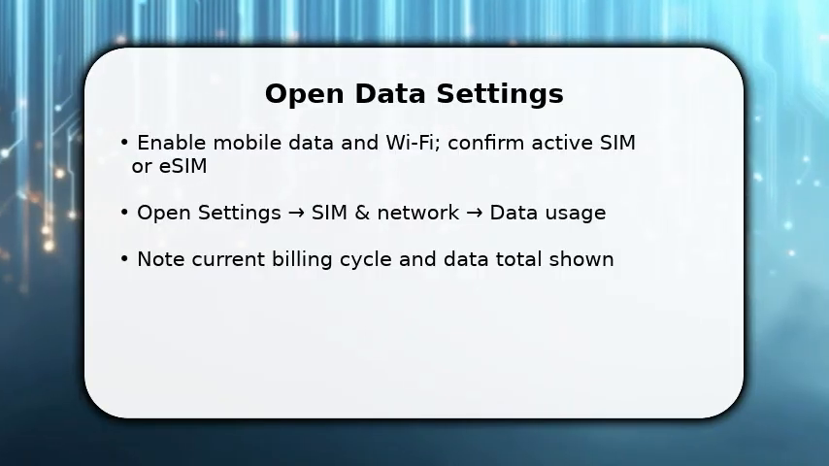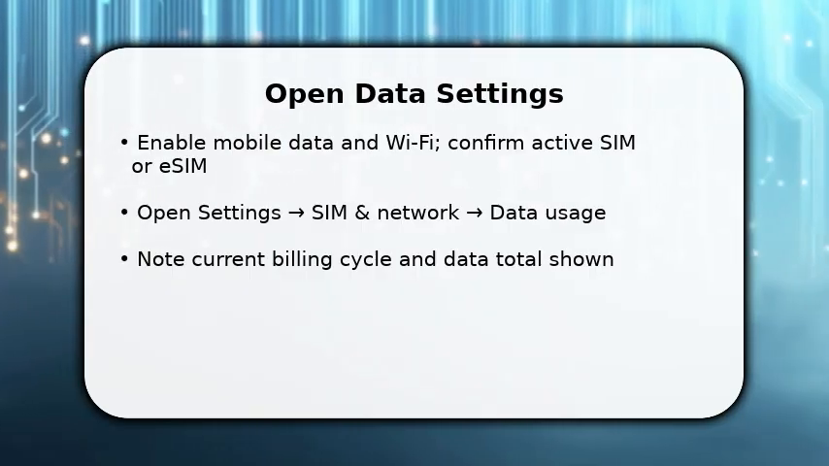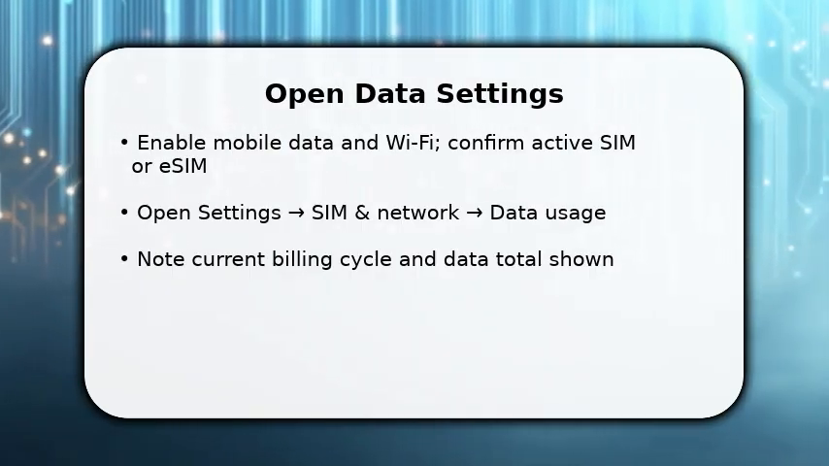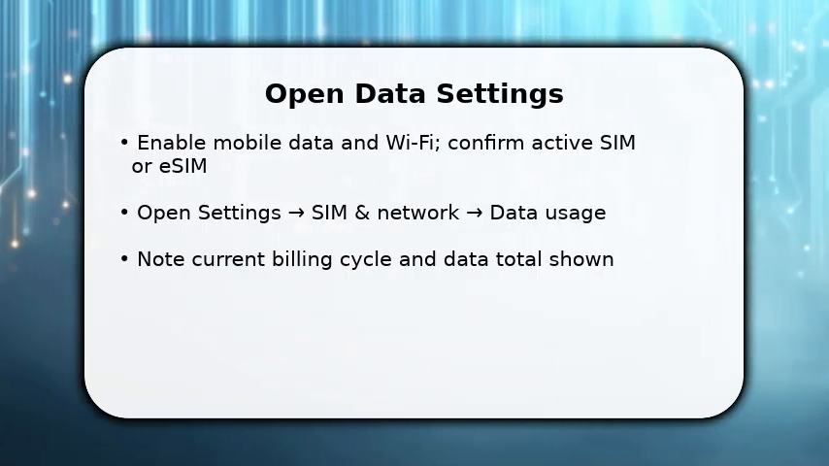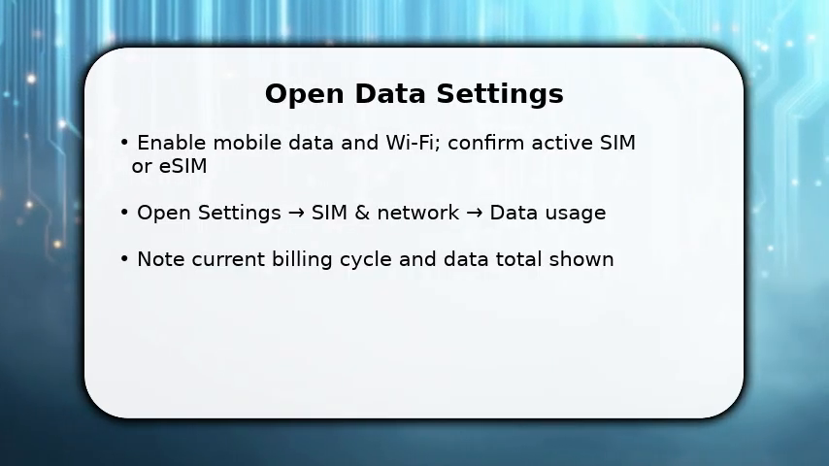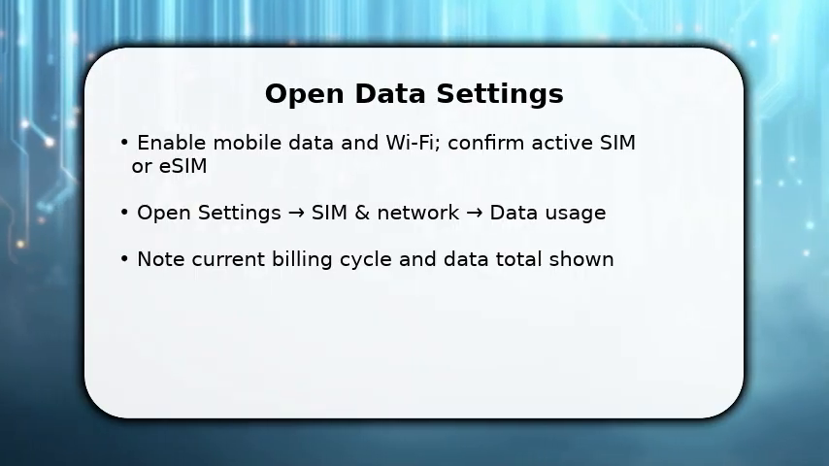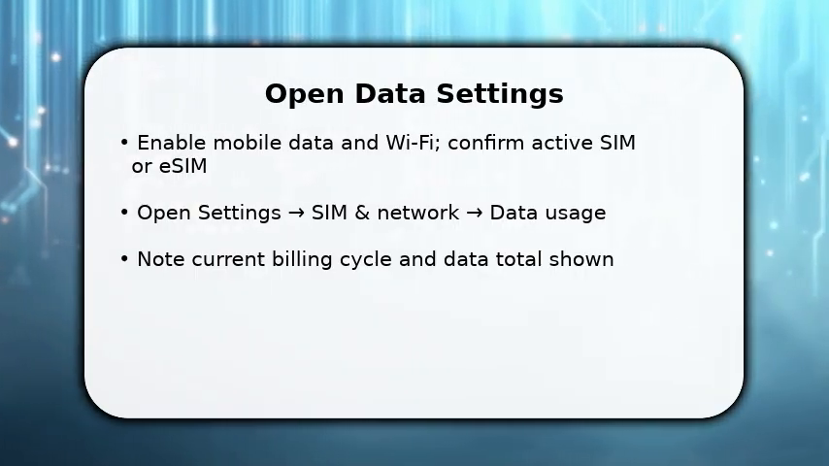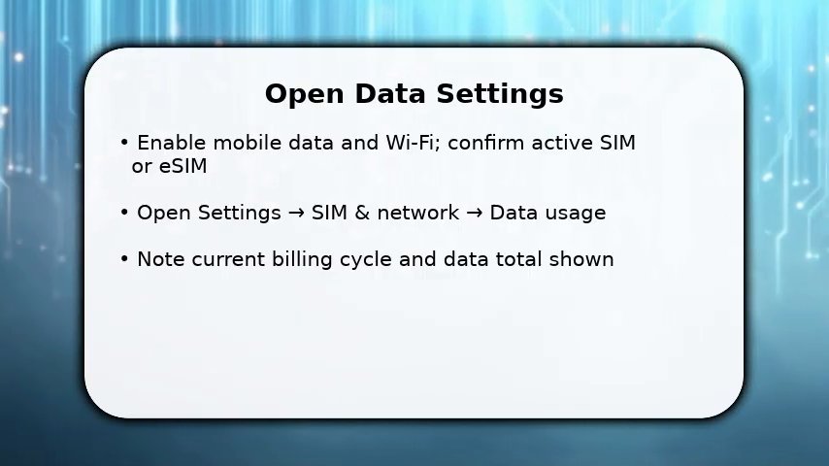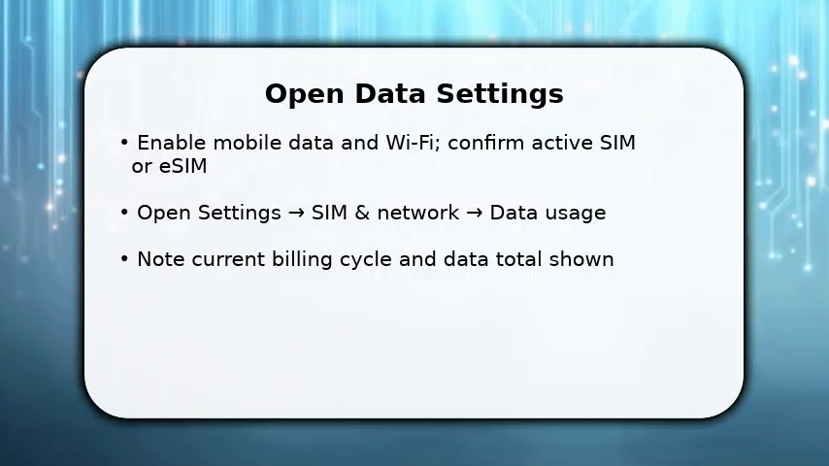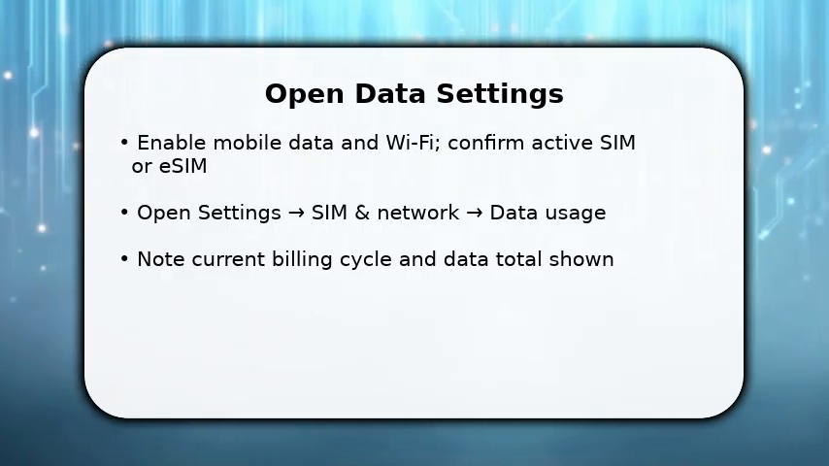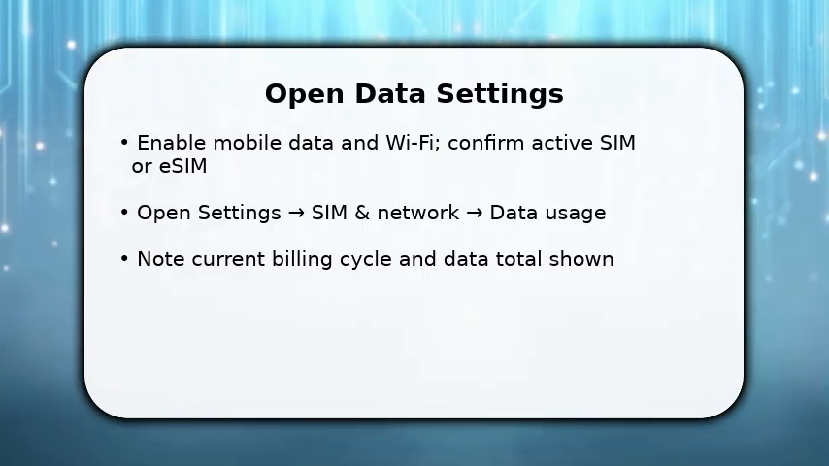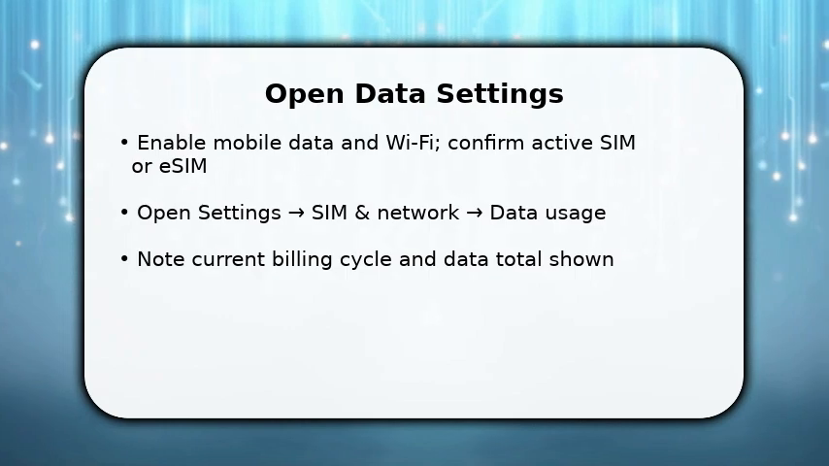You start by opening Settings and going straight to SIM and Network to save time. This is where Oppo reports data. Once there, tap Data Usage to see the current total and the active SIM. Make sure your billing cycle matches your carrier's cycle because the numbers reflect the selected period. If the cycle is wrong, change it now so future readings are accurate. This first step establishes the baseline you'll use to track and control app consumption.